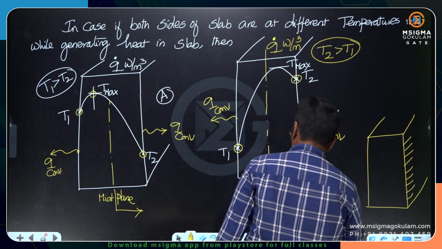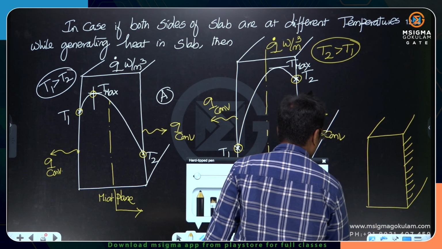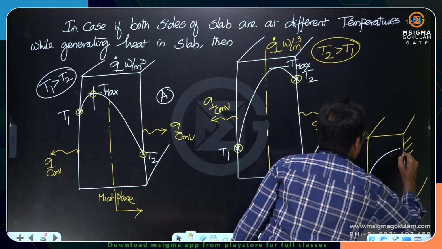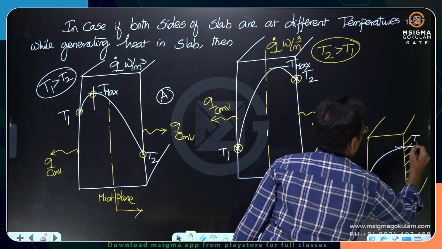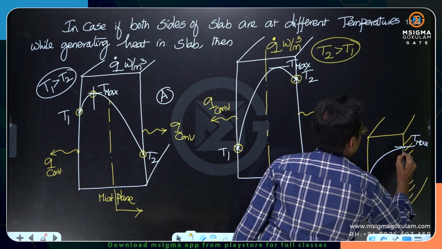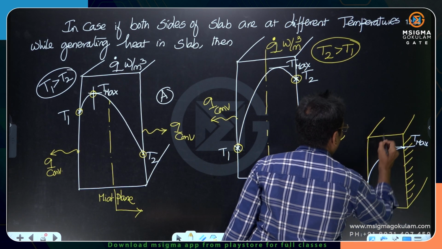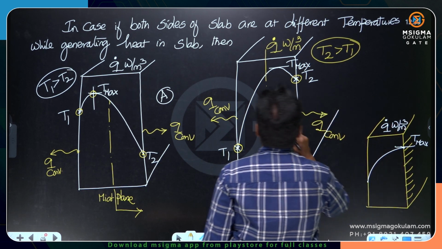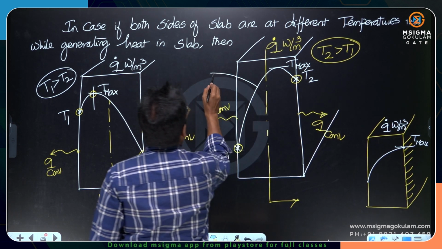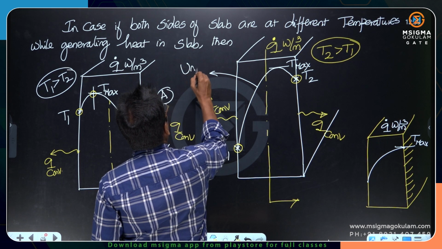If the right side is insulated, how will the temperature profile be? It looks like this. You see the maximum temperature on the surface where it is insulated. All the temperature profiles are parabolic, but this we can call an unsymmetric parabola.